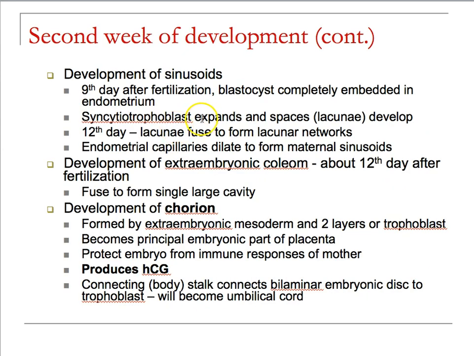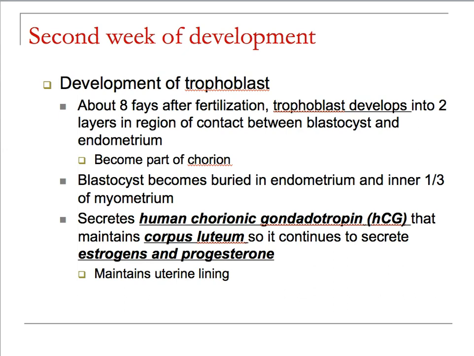Those sinusoids were made from those syncytial trophoblasts. Okay, and you're going to actually now form a chorion. And that chorion now begins to produce human chorionic gonadotropin. Okay? So we saw that a moment ago, right? Let's see what we got back here. Okay? So the blastocyst now is going to secrete human chorionic gonadotropin.